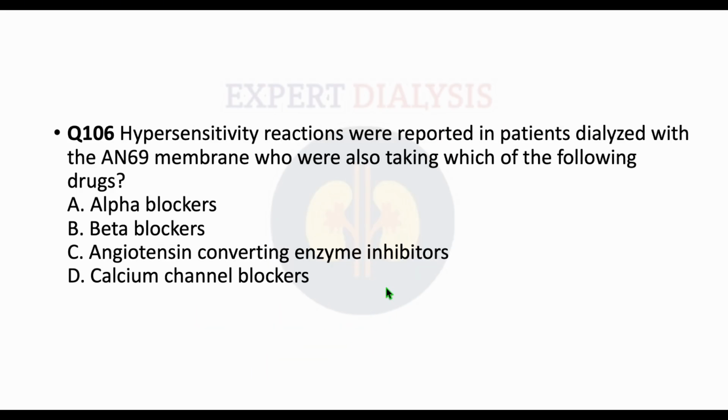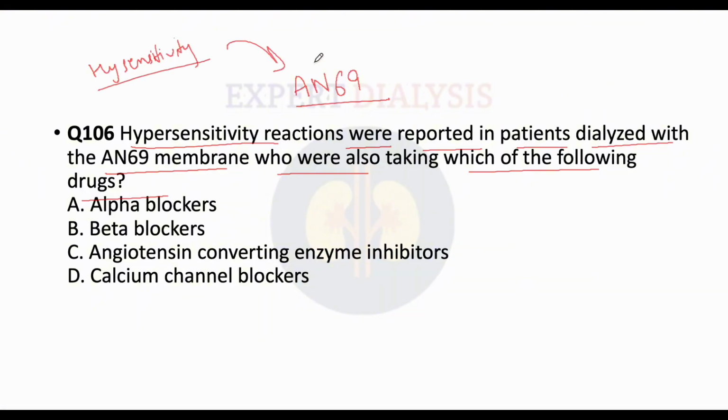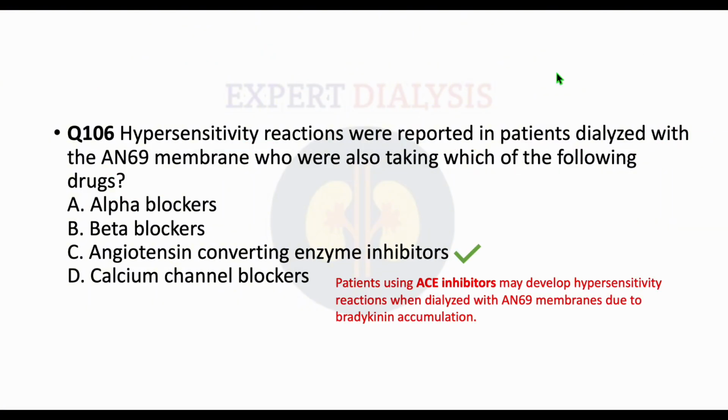Let's move ahead to the sixth question. It says hypersensitivity reactions were reported in patients dialyzed with AN69 membrane who were also taking which of the following drugs. It is a classic case of adverse reactions. Here, hypersensitivity was seen in a certain group of patients who were using AN69 membrane dialyzers and were also taking antihypertensive drugs, and to be precise, they were taking ACE inhibitors.